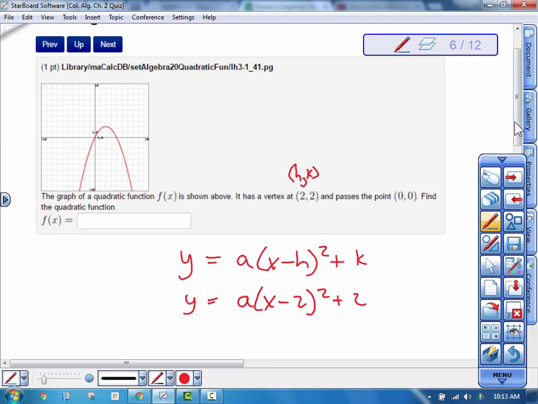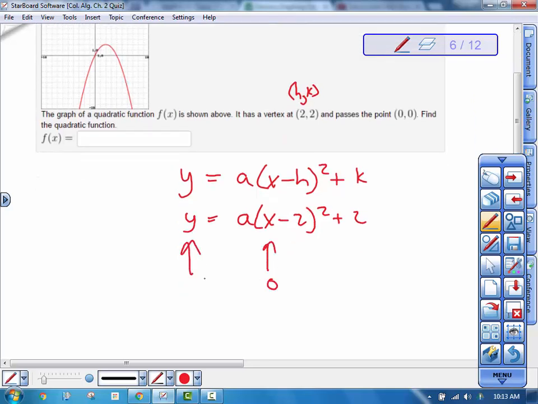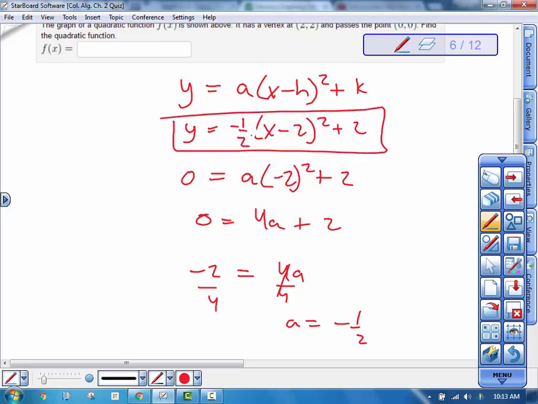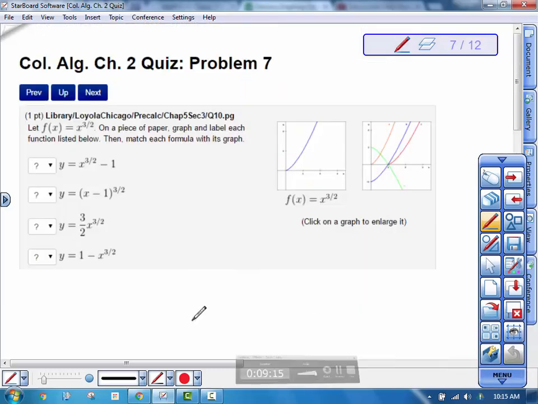And then I can plug in the point that they give me, (0, 0). 0 goes in for x, 0 goes in for y, and I'll solve for a. So the (-2)^2 a plus 2, which is just 4a + 2 = 0. So subtract 2 from both sides and divide by 4, and you get a = -1/2. That goes in right here for a, and h and k plugged in with x and y as variables, and there's your answer. That's a function. It happens to be in vertex form, but it's a quadratic function.